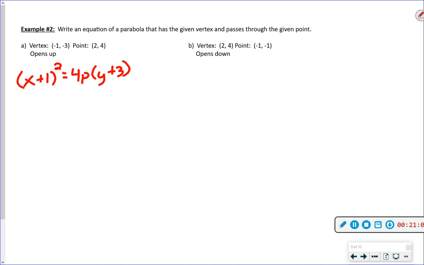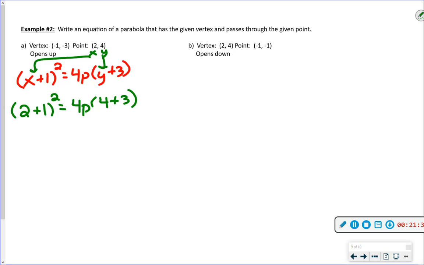Okay. So I kind of got to start. We need that p value. I need to know what 4p is for my final answer. So I think I can do this kind of like I did the circles yesterday. I'm just going to take this point, and I'm going to plug that in for x and y, and see if I can figure out p. So let's put 2 in here. And I'm going to put the 4 in for this guy.